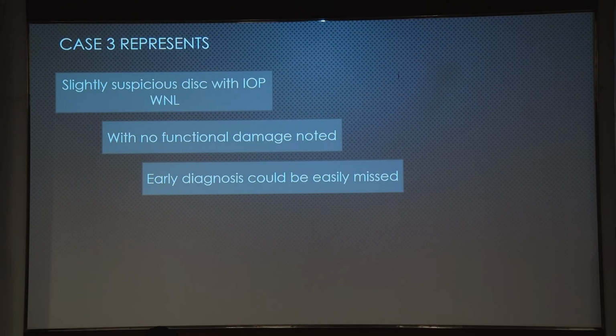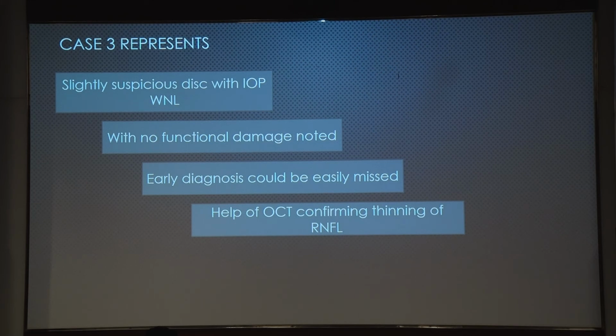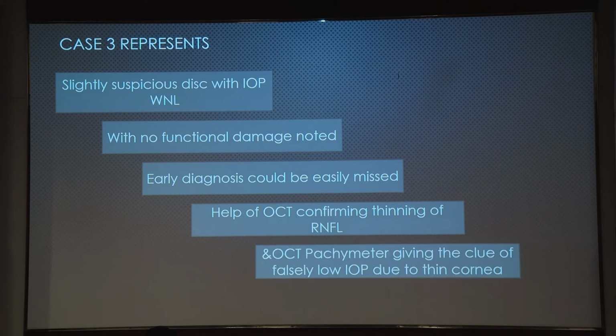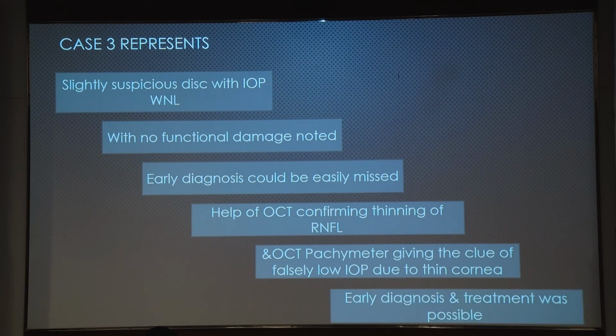So the early diagnosis of glaucoma could easily be missed in such a case, but with the help of the OCT confirming the thinning of the RNFL and the OCT pachymetry giving us a clue of a falsely low IOP due to a thin cornea, we could start treatment early for the patient.